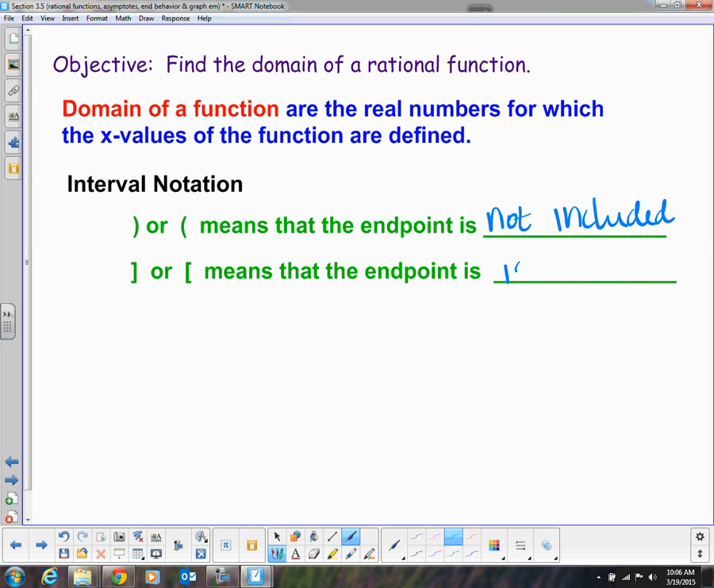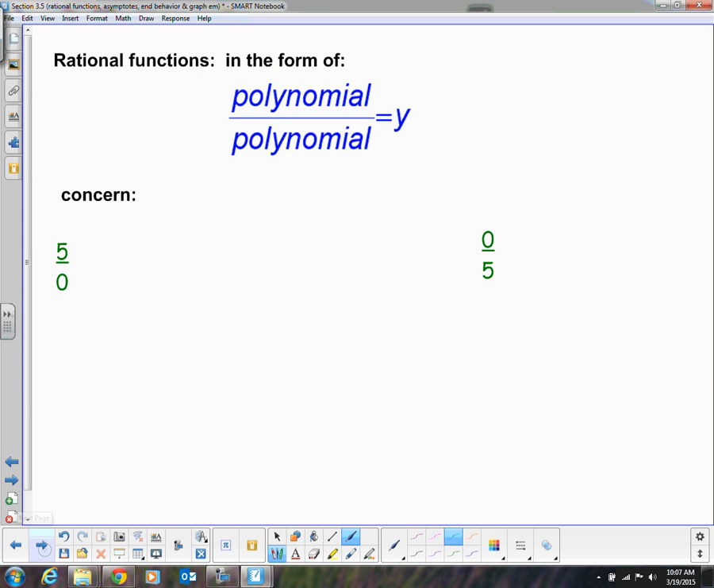Brackets means the endpoint is included. Do you remember that? Okay. We're going to use interval notation. And you have found the domain of rational functions in the past. I just don't think you knew what was happening at those numbers. So now we're building on what we already know.